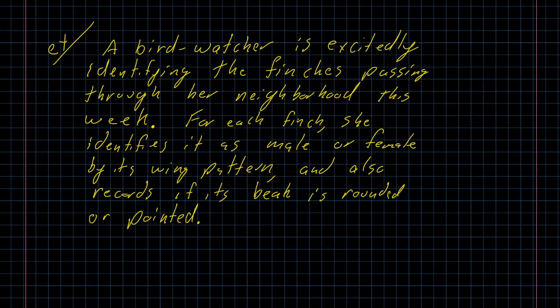A bird watcher is excitedly identifying the finches passing through her neighborhood this week. For each finch, she identifies it as male or female based on the pattern on its wing, and then also records if the beak is rounded or pointed, which indicates which species of finch it happens to be. And she's taking this information and arranging it onto a 2x2 frequency table.